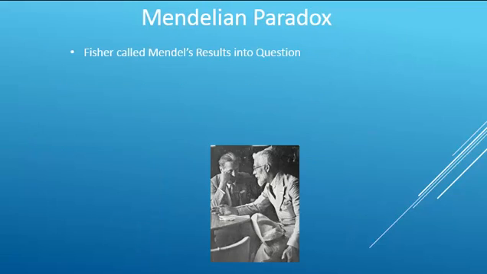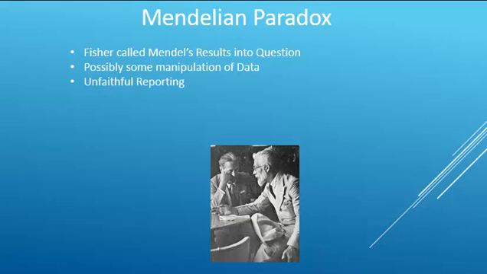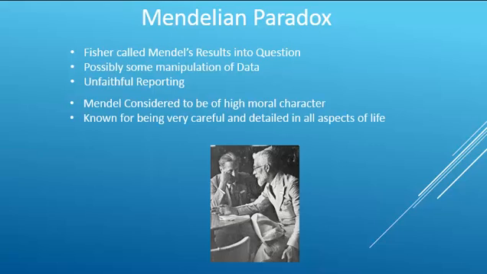So as a result of his findings, Fisher called Mendel's results into question, and he simply suggested that perhaps some manipulation of data might have been done, or at the minimum some unfaithful reporting had taken place in the publication. Now the paradox of this is that Mendel was known to be of high moral character. He was very careful and detailed in all aspects of his life, not just his science, but in his financial dealings and other aspects as well. And he had been shown to have been reporting strange results in studies of other plants, and so why would he report them there and not in the studies of the peas? So it's somewhat out of character for Mendel to have done some unfaithful reporting or data manipulation on purpose. So this creates the paradox that we want to study in this week's lab.